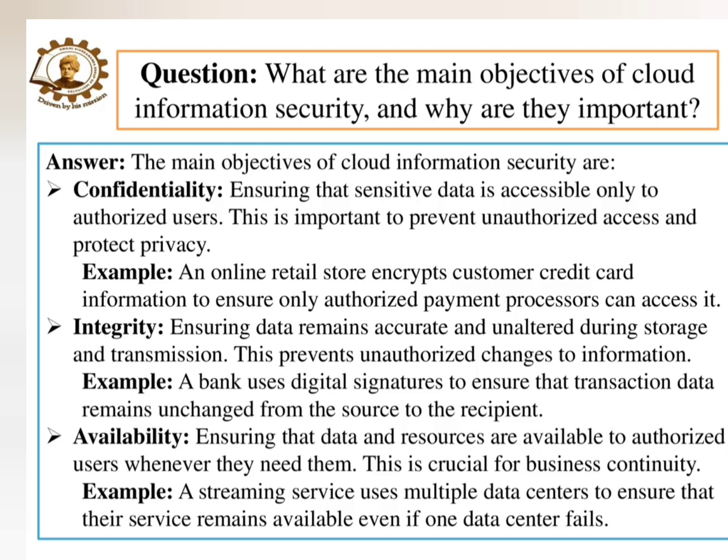Number 3 is availability, that is accessibility, that is making sure your information and applications are accessible when needed. The example is your online store running in the cloud must be available 24/7 for customers to make purchases.